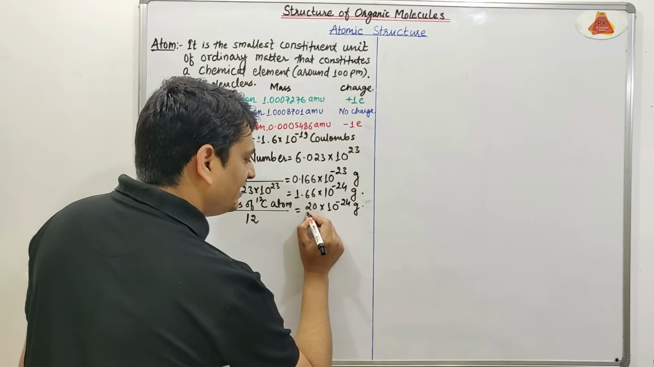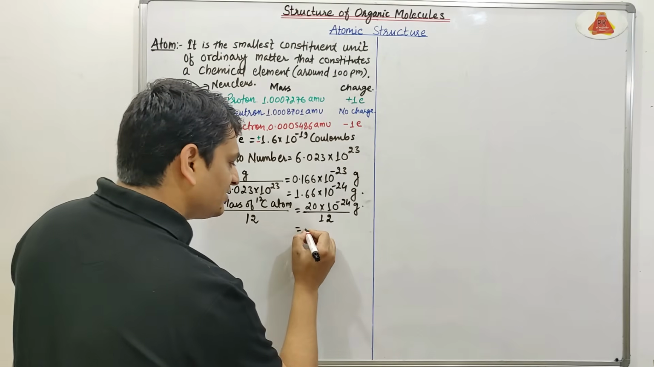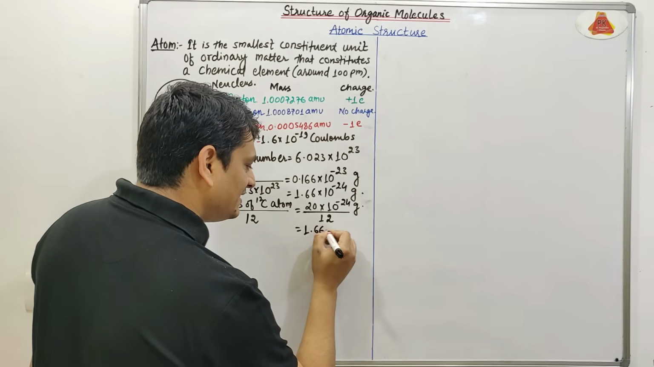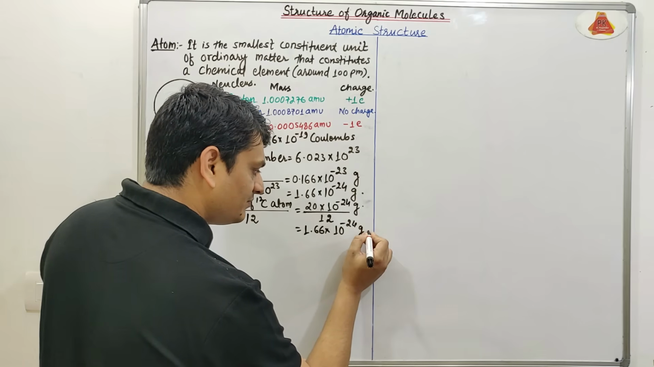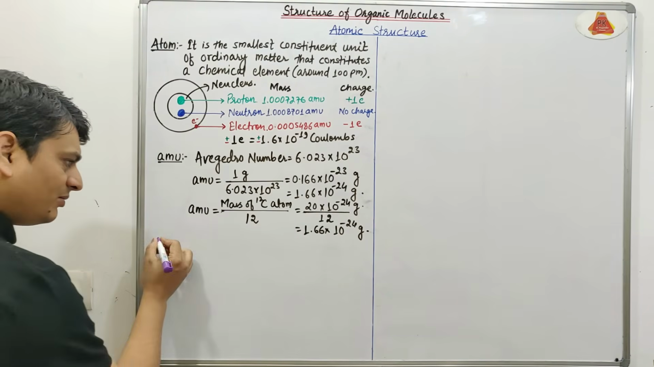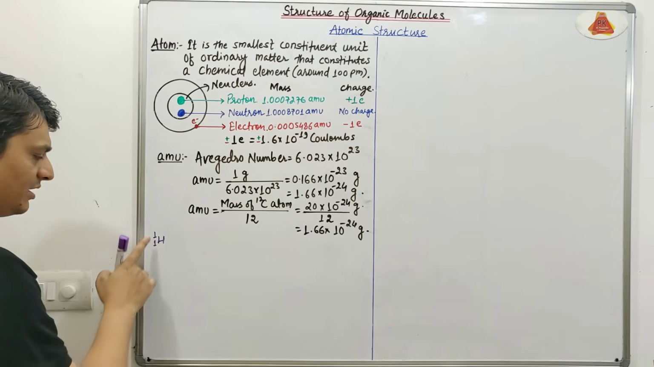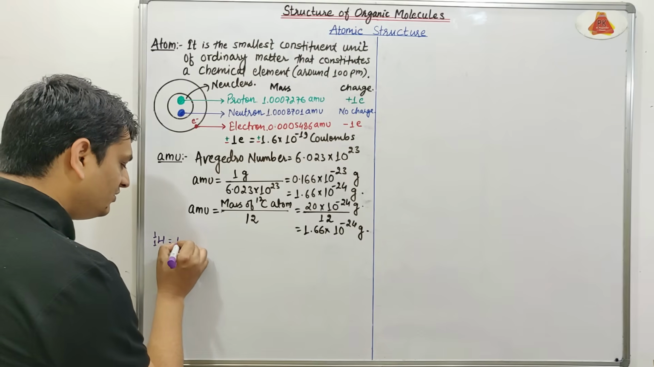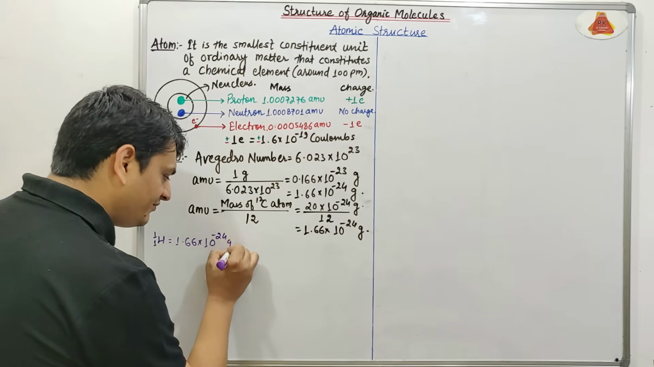So it will be divided by 12, and 20 divided by 12 is equal to 1.66 into 10 to the power minus 24 gram. And as you know, if we are talking about the mass of the hydrogen with molecular weight of 1, it will be equal to 1.66 into 10 to the power minus 24 gram.